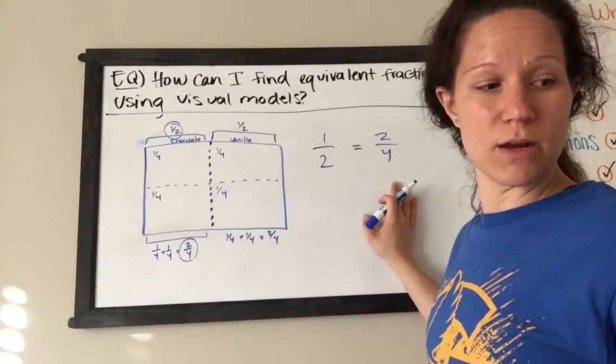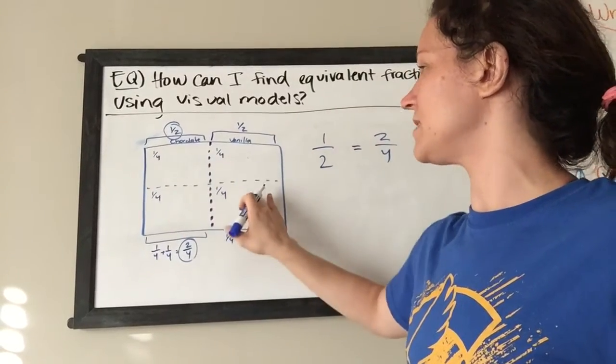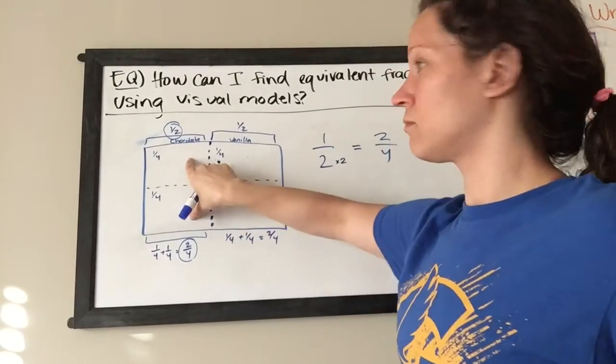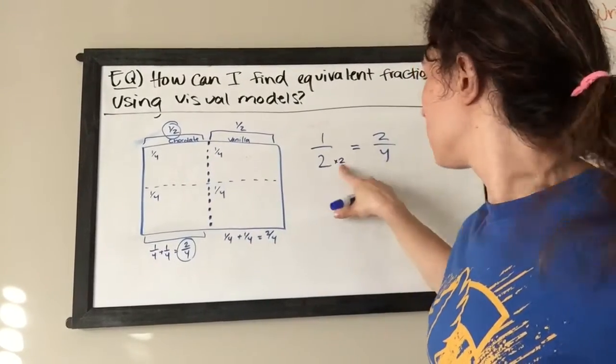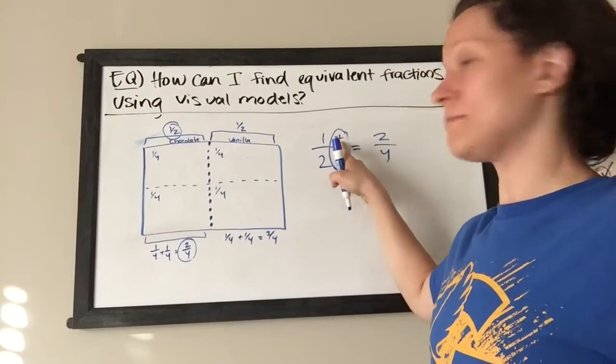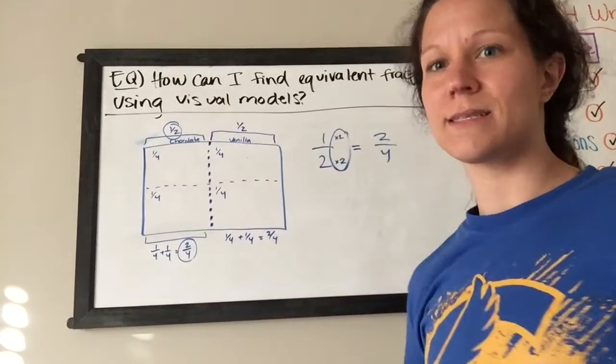Now mathematically, we can also think about this. To get from 2 pieces to 4 pieces, I multiply by 2. By partitioning once, I multiply by 2. So if I think about this, 1/2 times 2 halves, or 1 whole, is 2/4. So it makes sense mathematically.